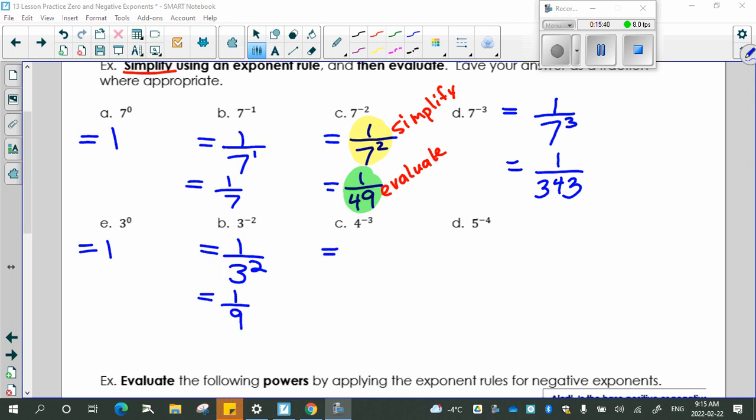All right, who's got the next one for me? Charlie? 4 to the negative 3. Yeah. And then next step is 1 over 4 to the power of 3. Yeah, 4 times 4 times 4. Perfect. Okay, good. Ethan, the last one here. So it's 1 over 5 to the power of 4. Perfect. Awesome. Way to go.